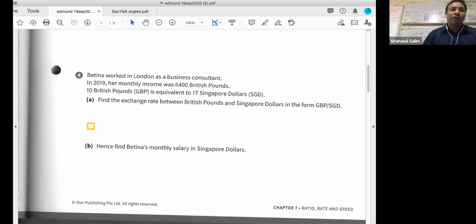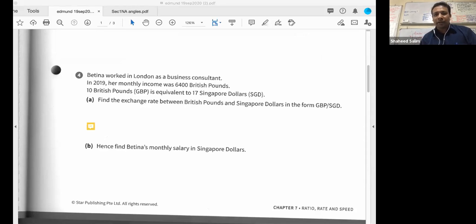Okay, you try now. They're asking you for the exchange rate in £1. This is £1 to Singapore dollars. How much is it? Can you see the screen? You can still see the worksheet, right? Yes, sir. Okay, great.